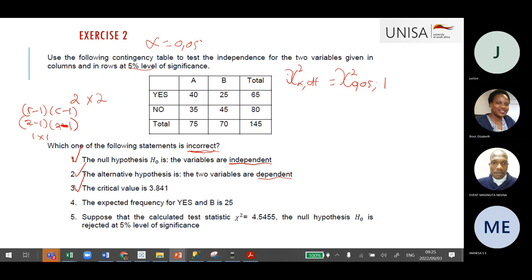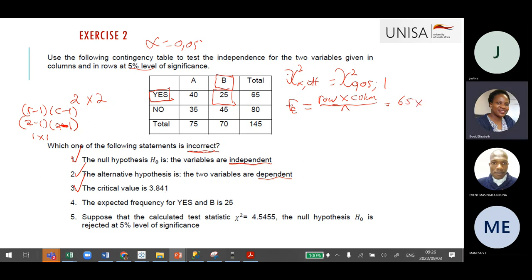Step number 4. The expected frequency for yes. There is our yes, and there is our B. Therefore, the expected frequency for 20 is 25. Is that correct? Let's double check. How do we find the expected frequency? We use the row total multiplied by the column total, divided by n. So our row total is 65, multiply that by 70, divide by 145. No, that's incorrect.